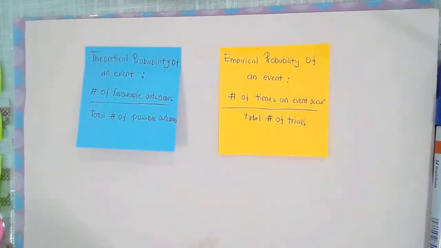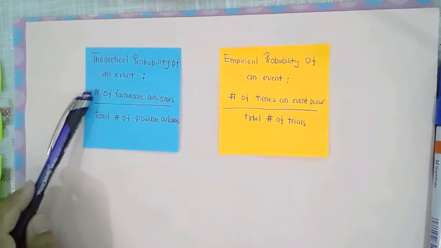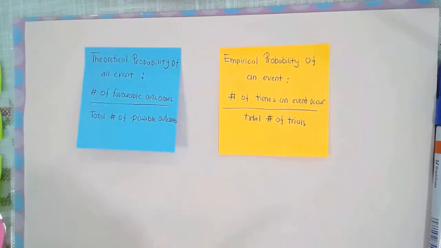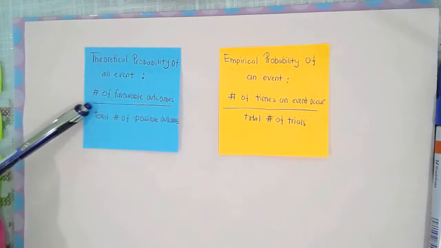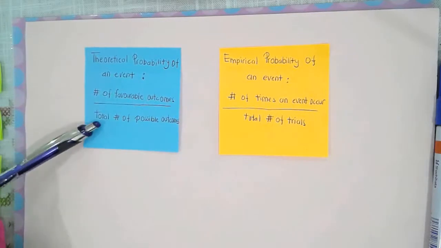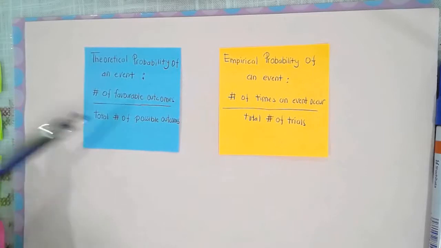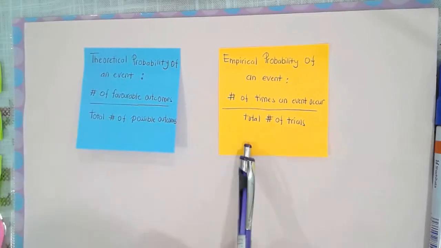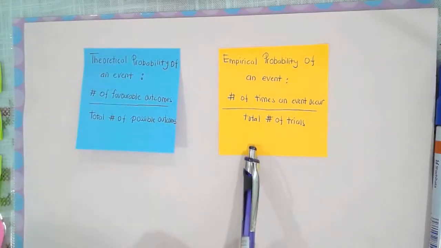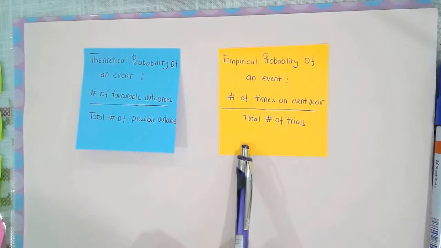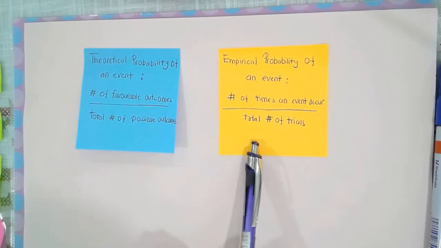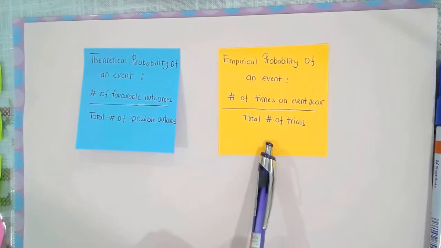The theoretical probability of an event is simply given by the number of favorable outcomes divided by the total number of possible outcomes, while the empirical probability of an event is simply given by the number of times an event occurs divided by the total number of trials.